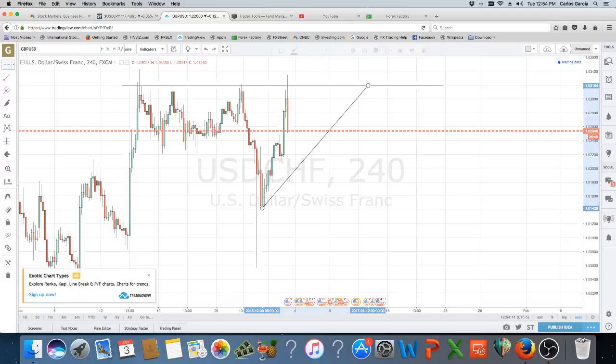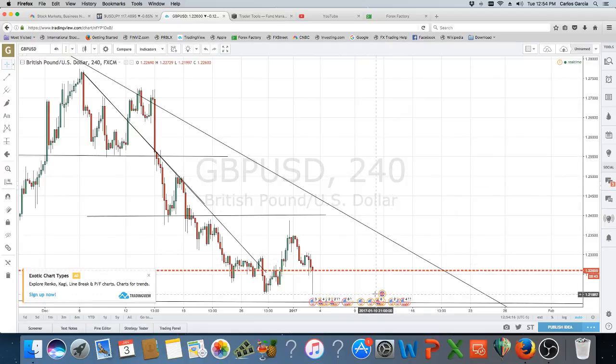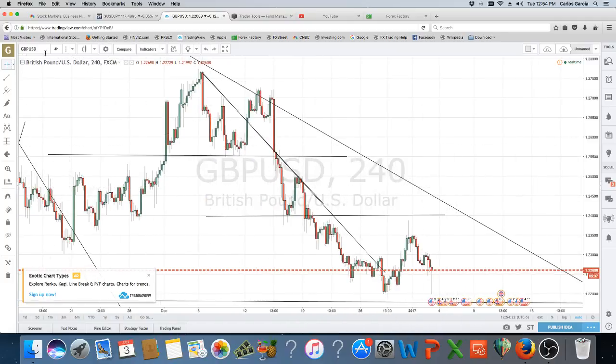Let's go and look at pound dollar. Again, same thing to the downside. Right now around 1.2260, we had that big move. Again, dollar was taking a hit. Again, guys, dollar pairs is where we're bullish at the moment.